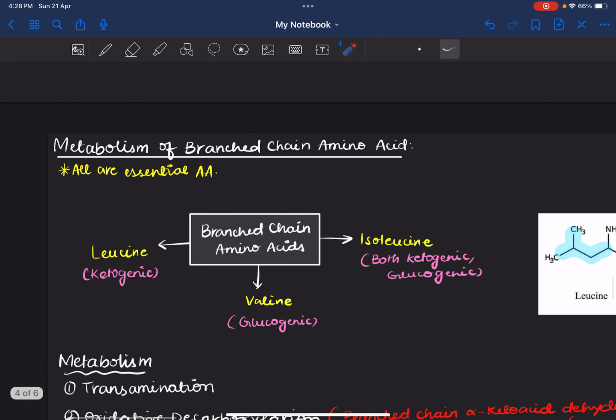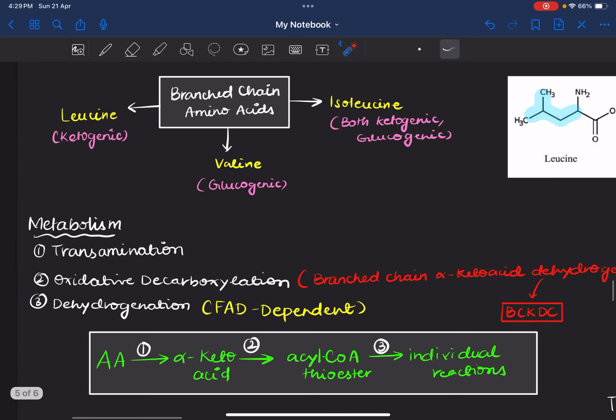Also, all of these branch chain amino acids are essential, that is, they need to be taken up in the diet. Branch chain amino acids like leucine are ketogenic, valine is glucogenic, while isoleucine is both ketogenic and glucogenic. We'll see the reason for this later. Moving on to the metabolism.